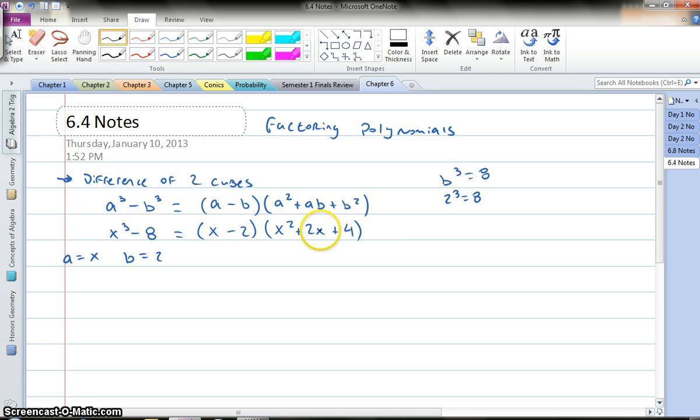Just multiply this polynomial back out. So I get x to the third plus 2x squared plus 4x minus 2x squared minus 4x minus 8. Notice, because of this minus and plus, 2x squared minus 2x squared, 4x minus 4x, I'm left with x to the third minus 8, which matches my original problem. So those two are equivalent. It's a little tricky to get the hang of, but once you do, you can always check, so there's no reason why you should get any of these answers wrong. So that's difference of two cubes.